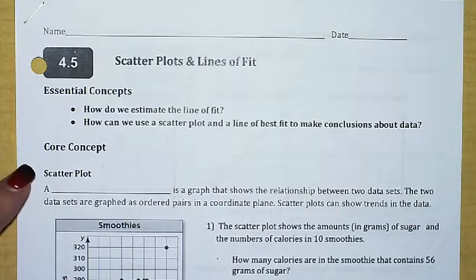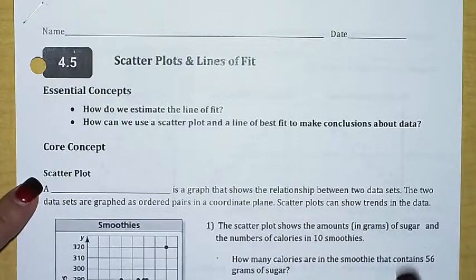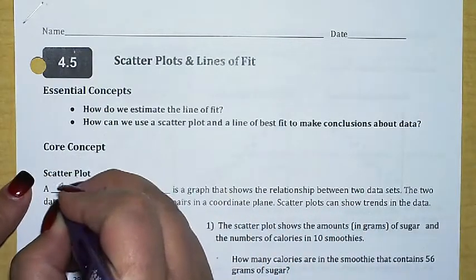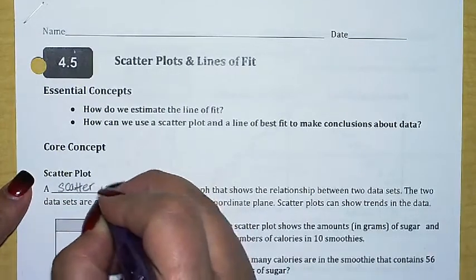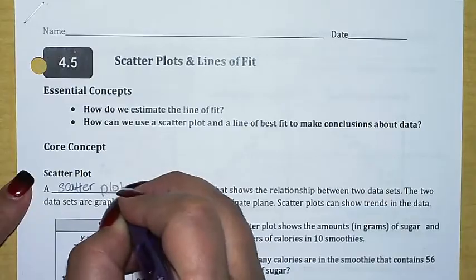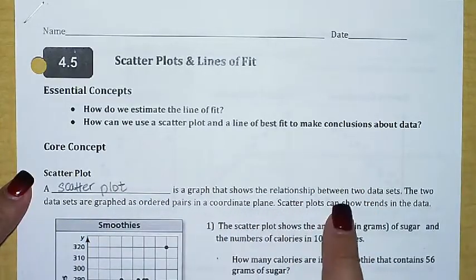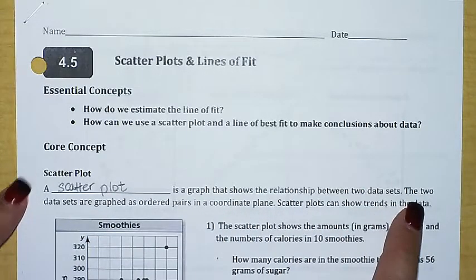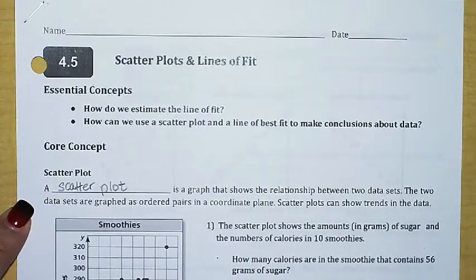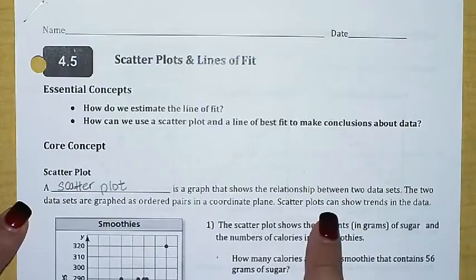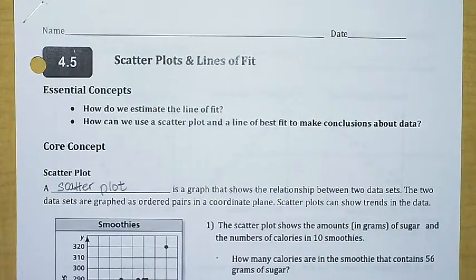A scatter plot is a graph that shows a relationship between two data sets. The two data sets are graphed as ordered pairs on a coordinate plane, and you have a couple of examples here to see. Scatter plots can show trends in data, okay?